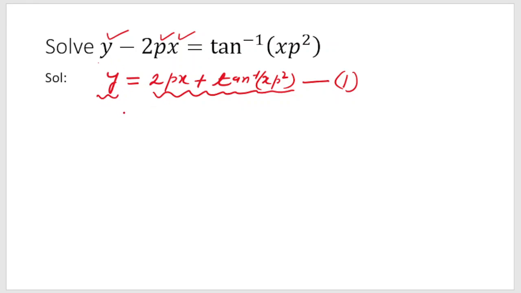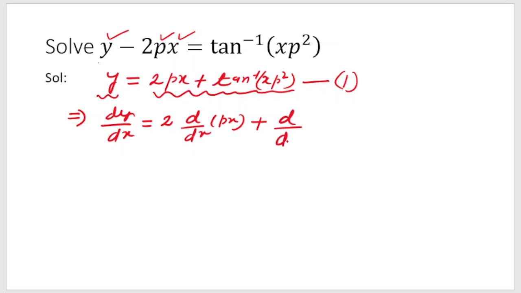Now in the next step we differentiate both sides with respect to x. So I will differentiate y, so it will become dy by dx, and here 2 is a constant, so I will write 2 d by dx of px. I am writing it for your understanding, otherwise I could have written it directly also, and then d by dx of tan inverse of xp square. Now as you know, for dy by dx we write p, right?